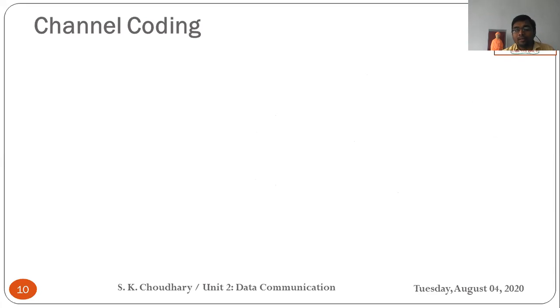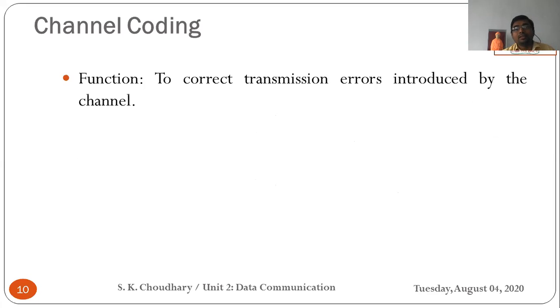So in channel coding, what is the function? The function of the channel encoder is to correct the transmission errors introduced by the channel. We know that we send this message through the channel, where errors will be added. So as a preliminary measure, before sending it to the actual channel, we do the channel coding so that at the receiver end we are able to correct these transmission errors.